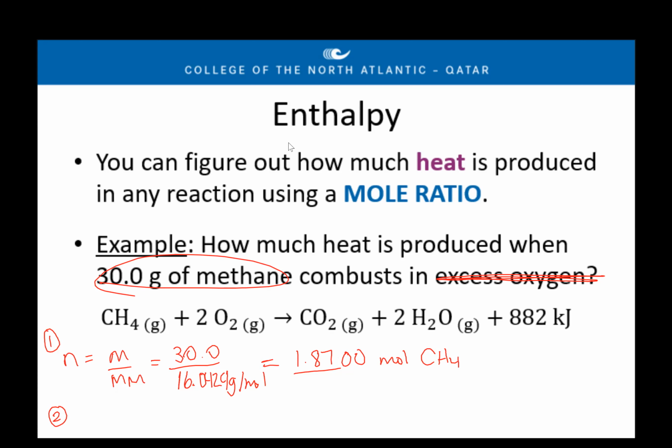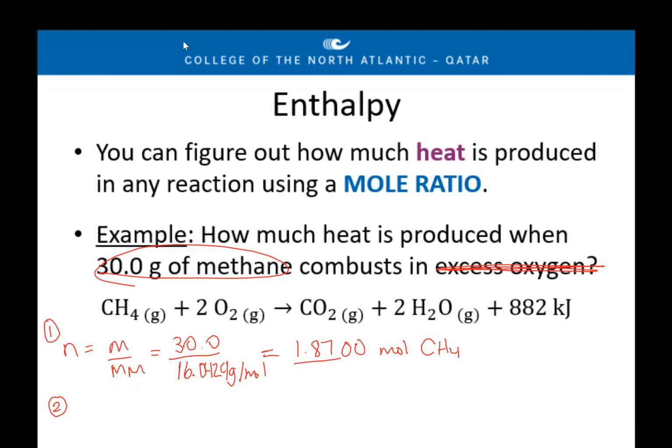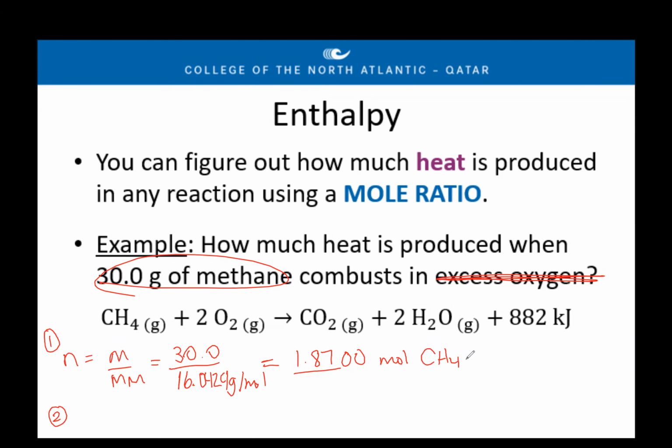So now, what do you do? Again, this is straight up review from Chemistry 1120. When you know the mole of something in a chemical equation, you know everything else. It's like in a recipe. If I wanted to double a recipe, I need to double all of my ingredients. So a chemical equation is like a recipe, and I know how much methane I have.